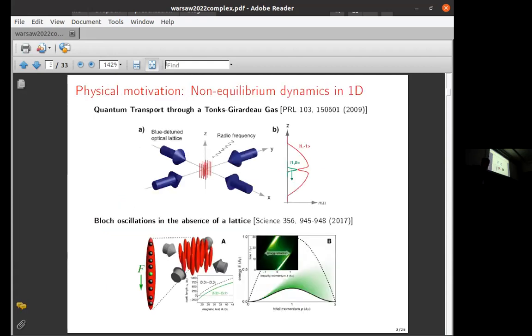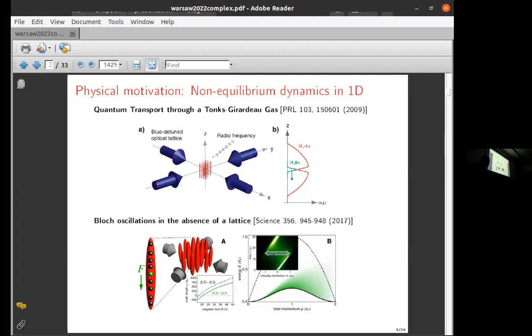Before introducing the McGuire model, let me say that there are two kinds of motivations to consider these systems, and one is experimental. It directly connects with experiments in ultracold atoms loaded in one-dimensional optical traps. Here is schematically shown a possible experiment and some known experiments.